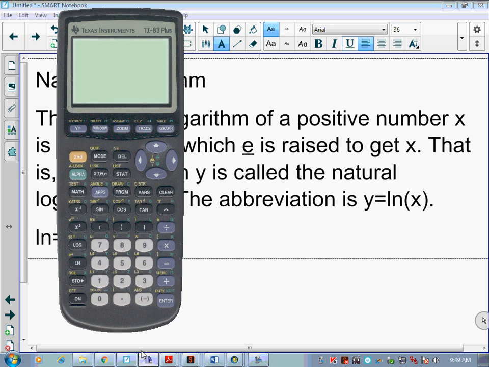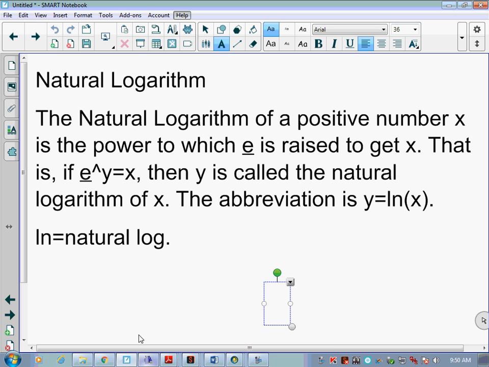And if I pull up our graphing calculator here, we're going to see that button right there underneath your log. That is your natural log. And you'll notice right there, it has an e to the x. If I hit second natural log, I get to e to the x. So we'll see that a little bit later.